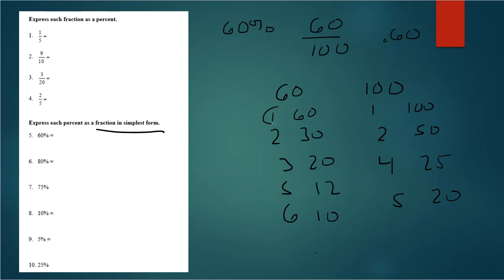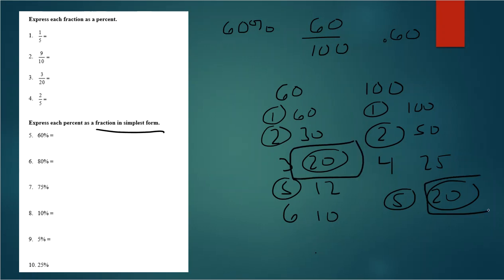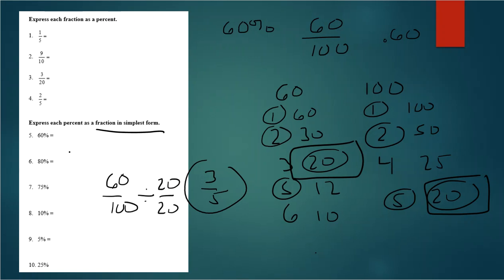Common factors, you can see we have 1, we have 2, we have a 5. These are all common factors, right? And then we have 20. Our greatest common factor, the biggest number that they have in common, would be 20. So to simplify 60 hundredths, we would divide the bottom by 20, the top by 20, and that would give us 3/5. So 60% as a fraction in simplest form would be 3/5.